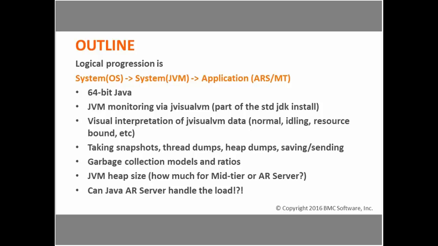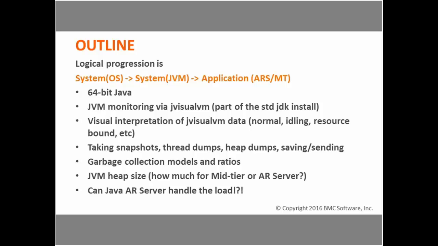It's like visual interpretation of the data. What is idling? What's normal? And how do I know when it's resource bound? Then I'll show how to use the tools to take snapshots and thread dumps and heap dumps, and how to save and send it to us for support or analysis. But mainly what you can do yourself. Say, what do I do with this, right?